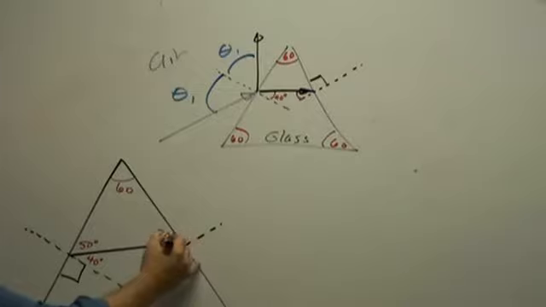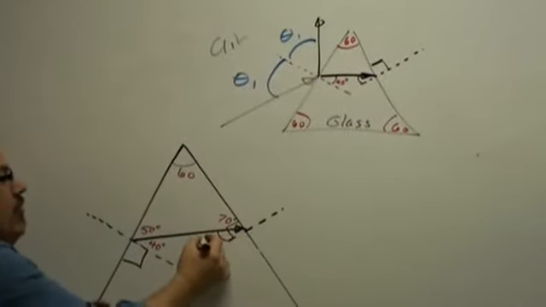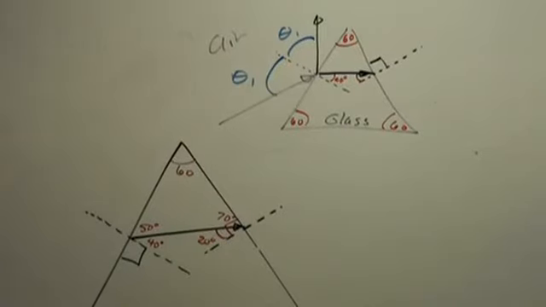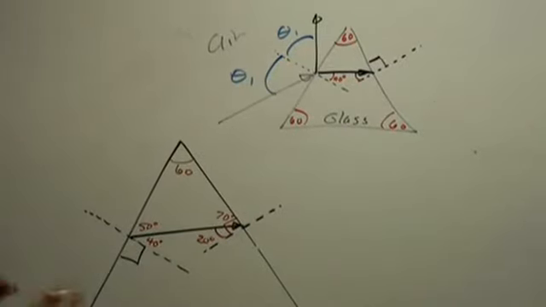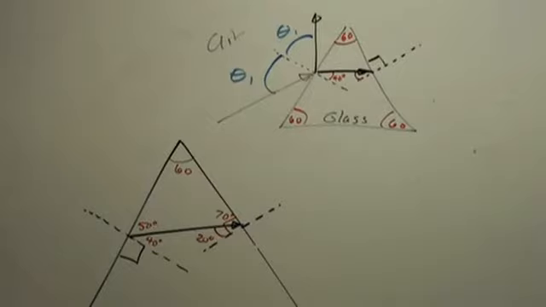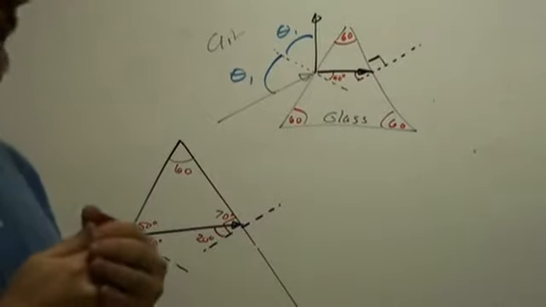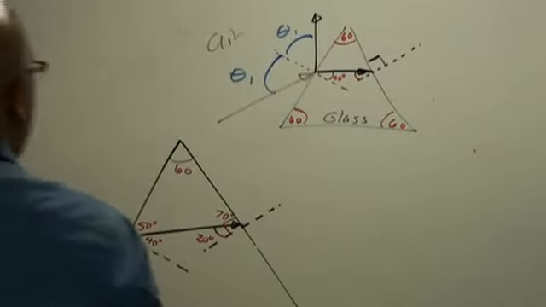Okay, if that's 70 and that's 90, so what's this? 20 degrees. See how to work your way around? So you work your way around with right angles and triangle rules. Right angles add up to 90, triangles add up to 180. Okay? You work your way around.